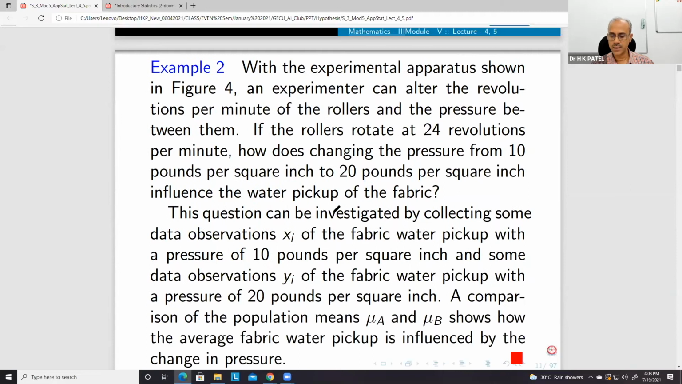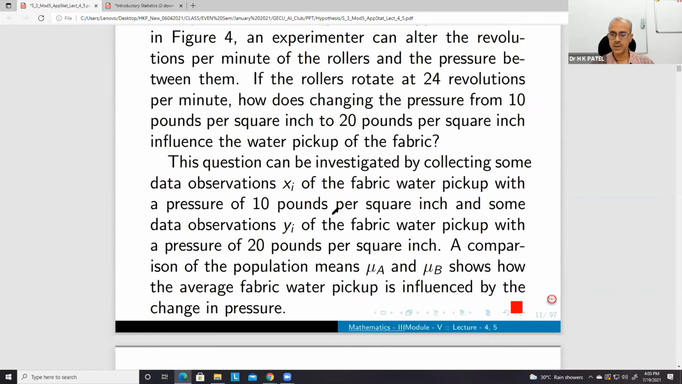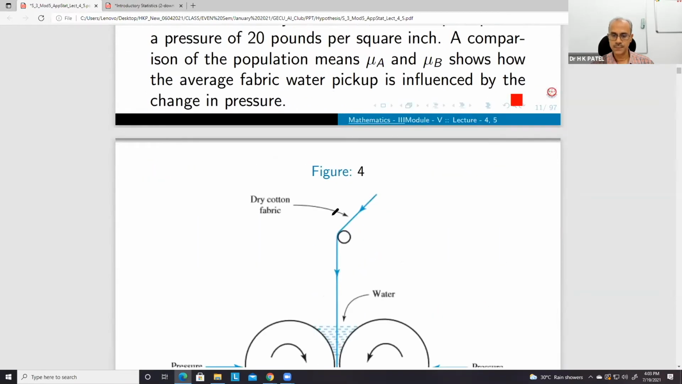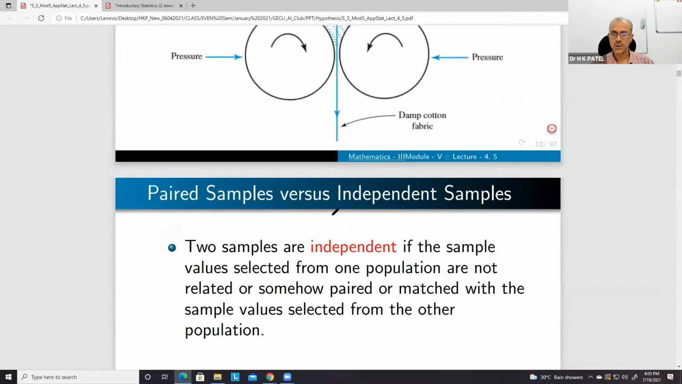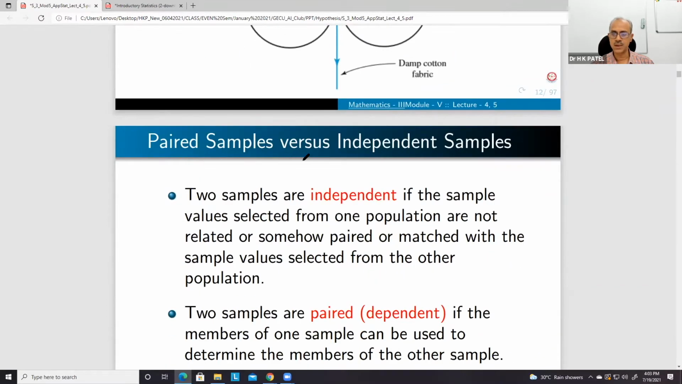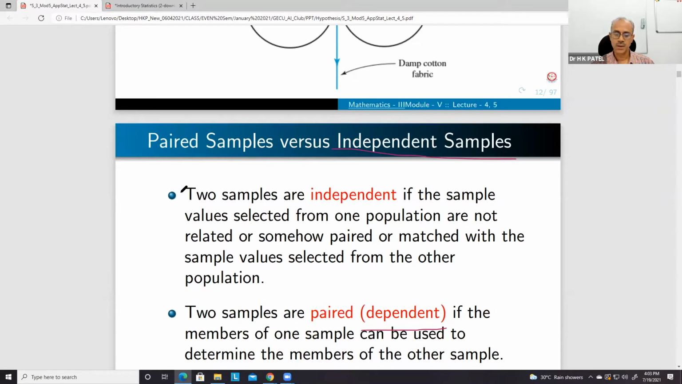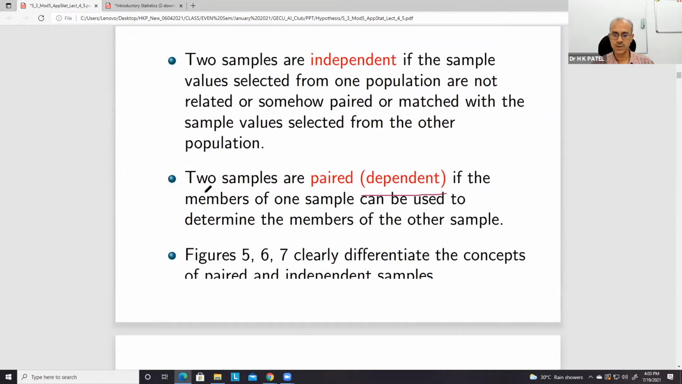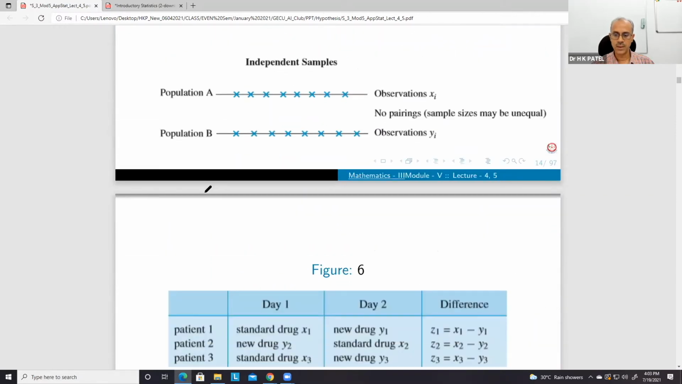Again, there is an example given that you can see. We will see two types of samples: paired samples, meaning dependent, and independent samples. We have already seen these in the case of confidence intervals, but let us revise. What is dependent and independent? Just see this example, it will be clear to you.